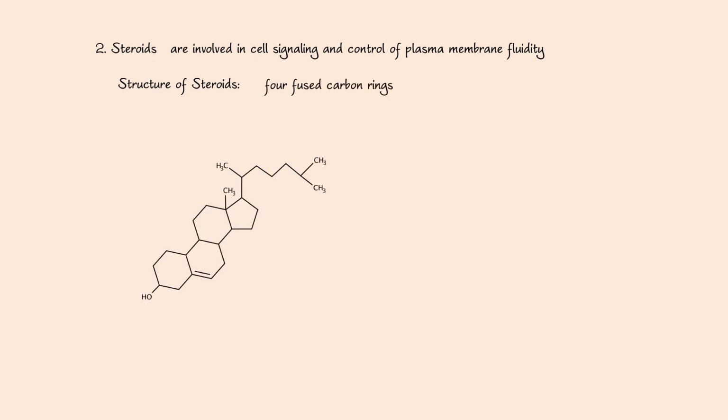Steroids are the next category of lipids that we will discuss. Steroids are involved in cell signaling and control plasma membrane fluidity. We will discuss these functions in further detail in later sections and focus first on the structure of steroids. All steroids have the same basic structure: 4 fused carbon rings. Shown here is the structure of cholesterol. Cholesterol is a steroid that serves as a precursor for all other steroids, including testosterone, estradiol, aldosterone.